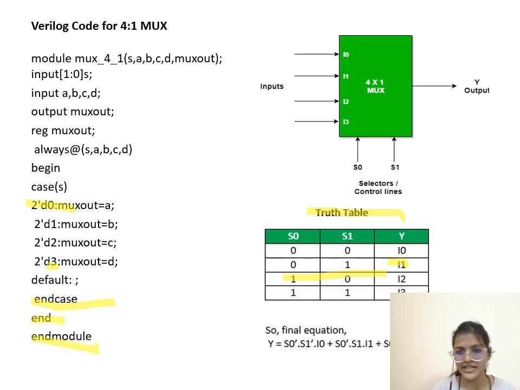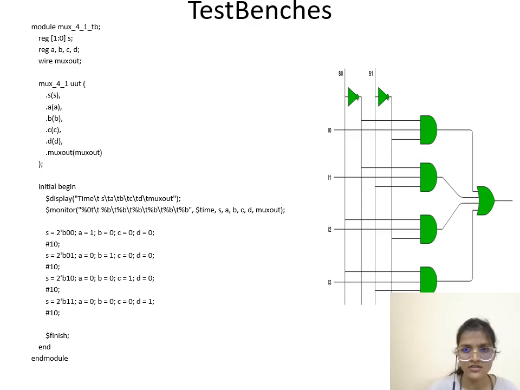So now we will see the test bench. Here, as we can see in the diagram, for I0 the S0 and S1 inputs are 0 and 0. For I1 it is 0 and 1. Then for I2 it is 1 and 0, and for I3 it is 1 and 1.